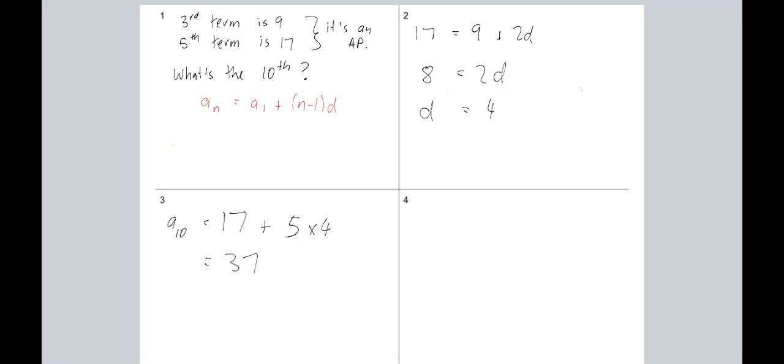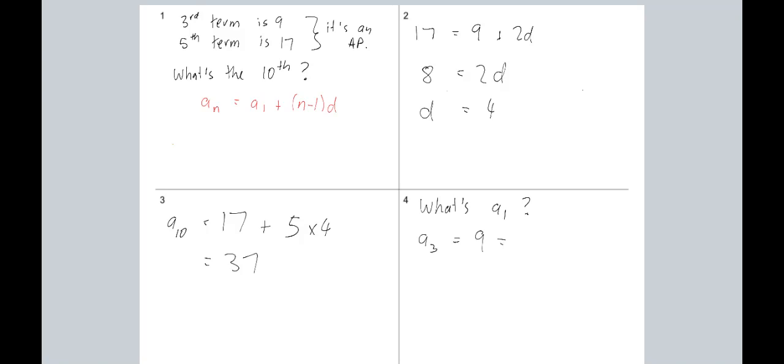Any questions? What happens if I go backwards though? What happens if I'm asked what's the first term? Okay, so I'll quickly do that. What I do is pick something that I already know, and the smaller the numbers, the less likely I make a calculation mistake. So I'm going to pick the third term. What's A1 is the question. If I go A3, I know that's equal to 9.